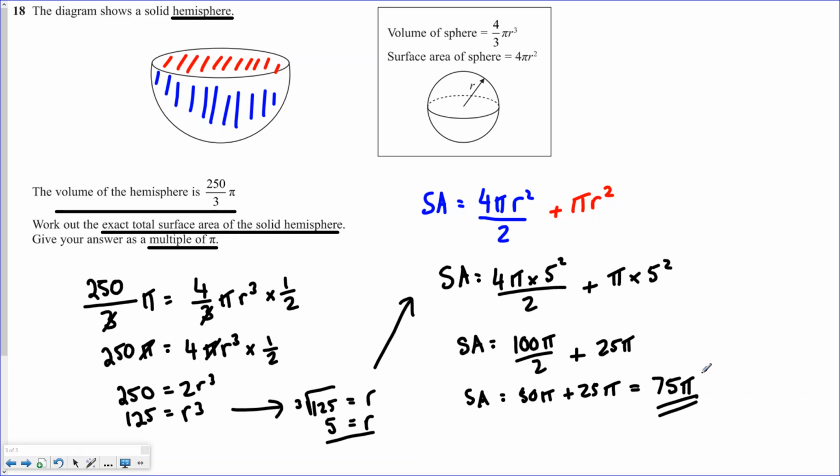An interesting question. This part here really helped, knowing what I needed to do, and then I realized, oh, I didn't have the radius. So that's why they gave this information here, the volume of the hemisphere. So I needed to work out the radius first, sub it in, and then it wasn't too challenging after that.